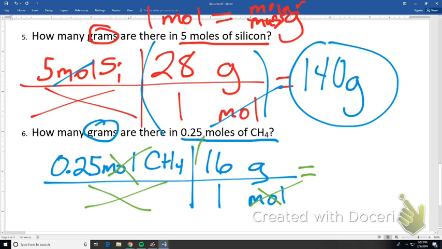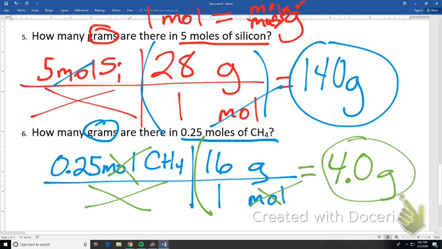0.25 times, open parenthesis, 16 over 1. And what do I get? An exact 4. Ooh, pretty. I'm just going to be more accurate and say it's 4.0. 4.0 grams, or 4. That's fine. Boom, 4 grams. Done and done. Now we know how to master moles to grams and grams to moles using molar mass.